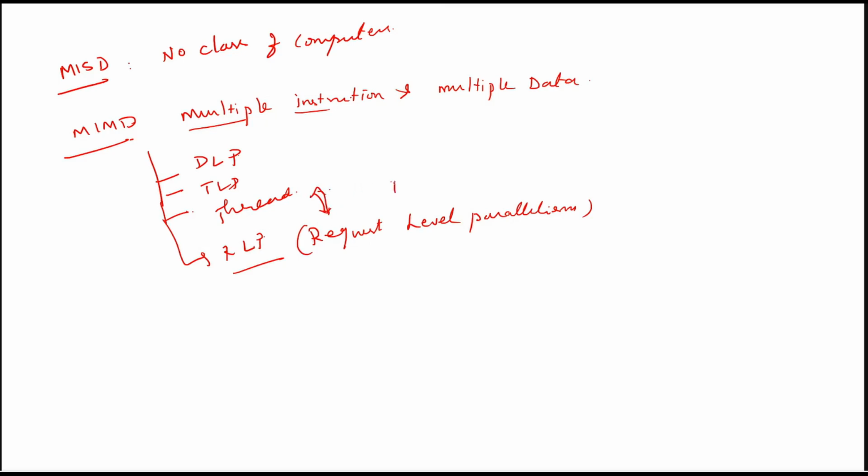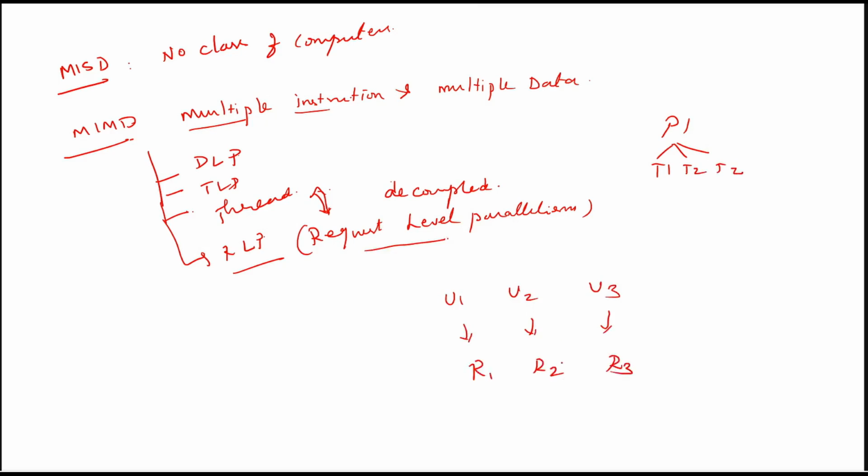We have decoupled things, because just now I told, when you take a process that has been split onto multiple threads, okay, but when you go with the request level parallelisms, we have multiple users. Each user will give their own request. You understood or not? So right here, it is going to be decoupled. But in case of thread level, it is not the case. So that's the difference between RLP and TLP.